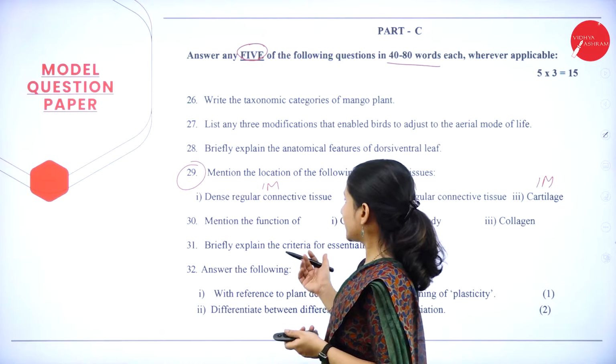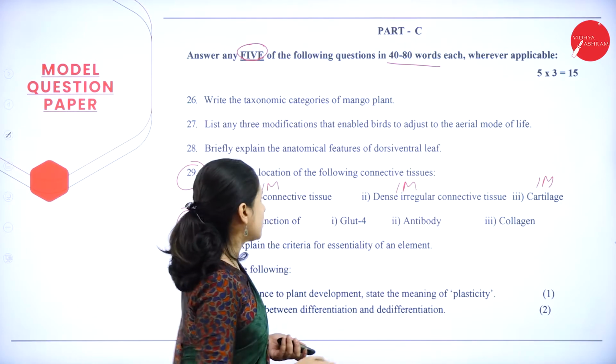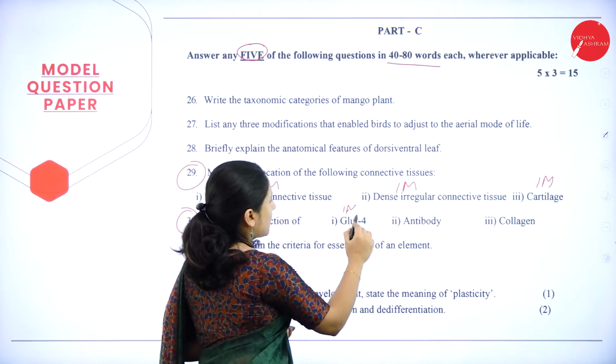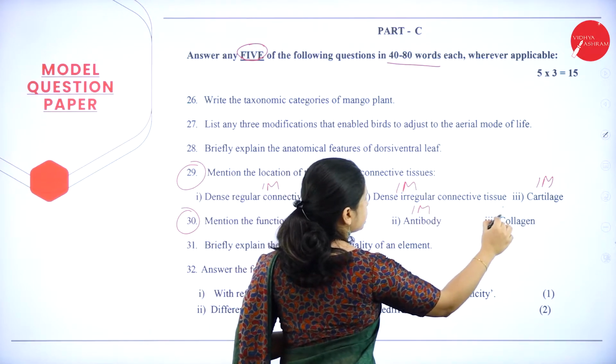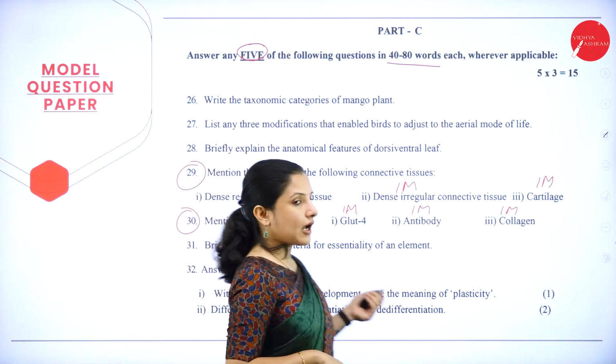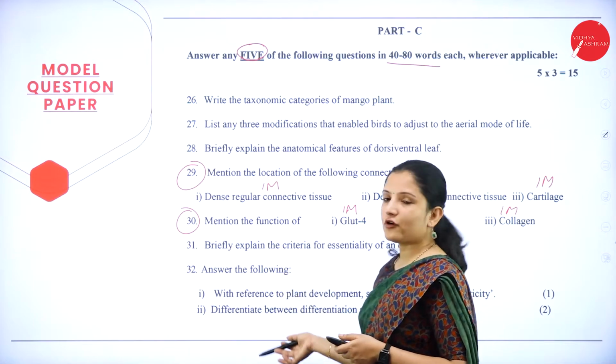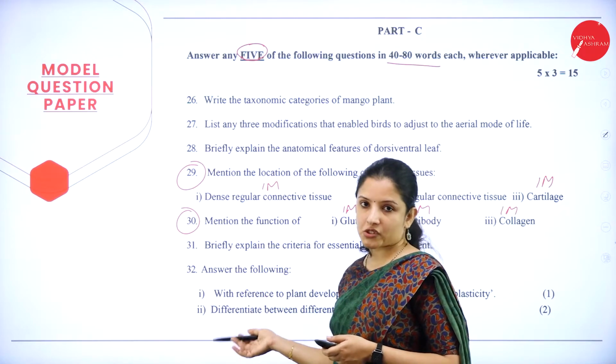And here also, if you can see in question number 30 also, they have done the same thing. Mention the function of, they have divided into 1 mark here, 1 mark and 1 mark, totally 3 marks. Or they can ask like this as well. Answer the following. So answer the following, they have given here 2 questions.